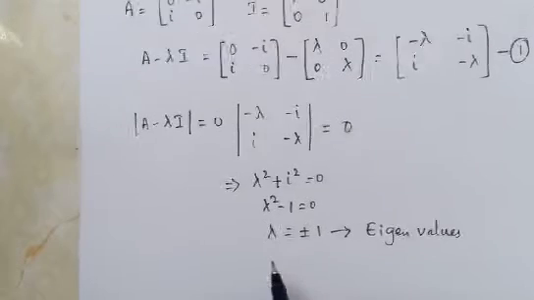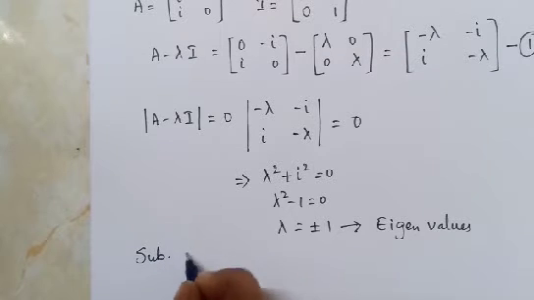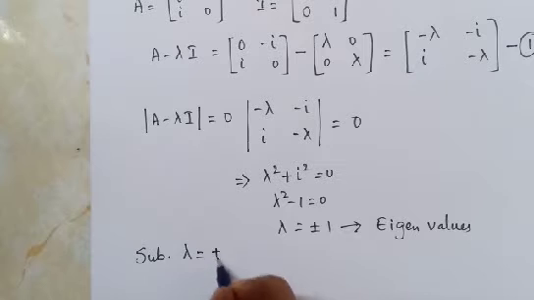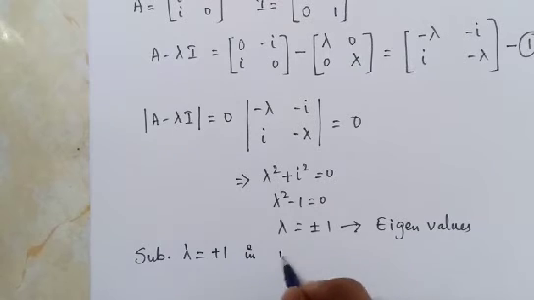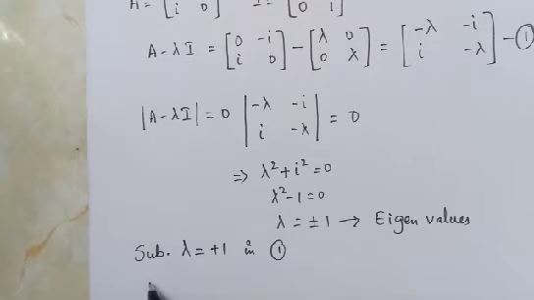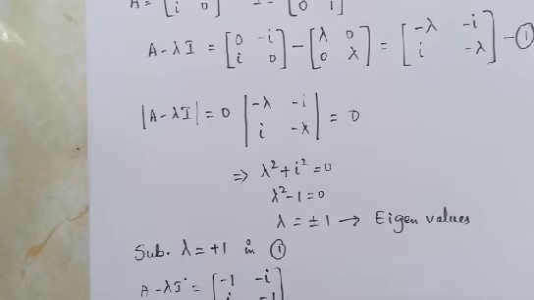Now next we will try to find out eigenvectors. For that, substitute lambda values, that is the eigenvalues. Let us say first we will substitute lambda is equal to plus 1 in the matrix A minus lambda I, that is substitute in 1. So what do you get? A minus lambda I, when you substitute the lambda value, you will get minus 1, minus i, i, minus 1.